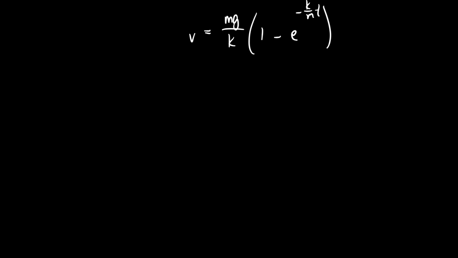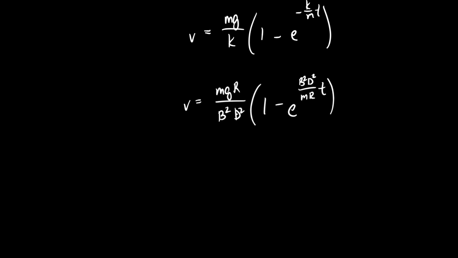We are responsible for putting it in terms that we are allowed to use. So you have to replace the k back with what we substituted earlier. So mg over b squared d squared, which we knew we had to have out front, times 1 minus e to the minus b squared d squared over m t. Yucky, that's it. You have to have the terminal velocity out front. That has to be there.